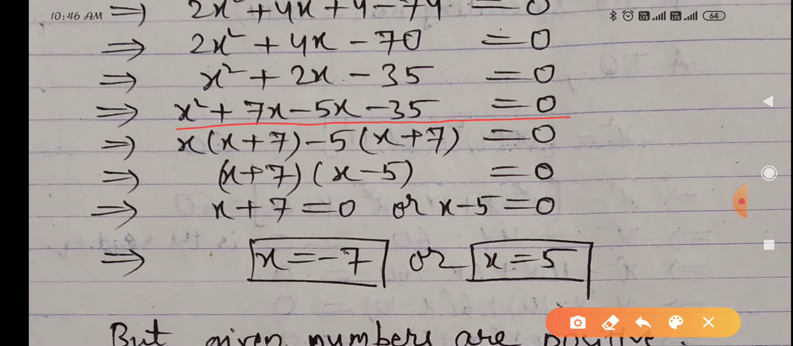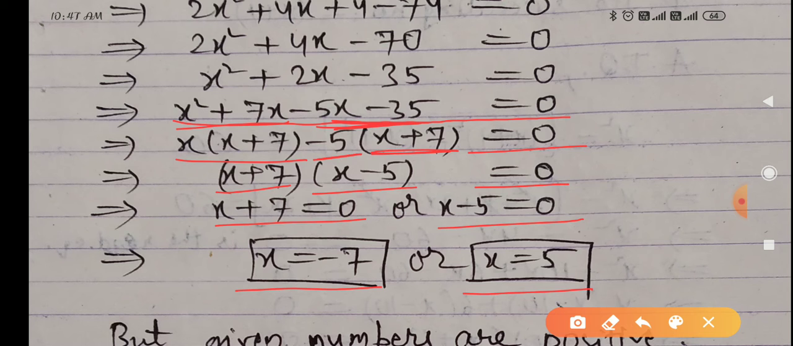By factorization method I am solving. In first two terms x is common, inside the bracket x plus 7 will come. In last two terms minus 5 is common, inside the bracket x plus 7 will come, is equal to 0. x plus 7 multiplied by x minus 5 is equal to 0. When x plus 7 is equal to 0, x equals minus 7. When x minus 5 is equal to 0, x equals 5.